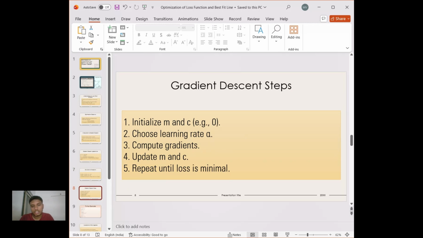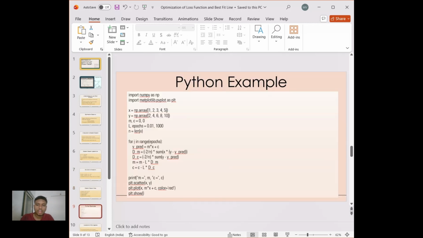Let's look at a simple Python example that demonstrates this process. We first take some data points. For example, x equals 1, 2, 3, 4, 5 and y equals 2, 4, 6, 8, 10. We initialize m and c to 0, choose a learning rate of 0.01 and perform around 1000 iterations. With each iteration, we calculate the gradients and update m and c. We will notice that the value of m becomes approximately 2 and c is close to 0, which matches our data perfectly as given above.